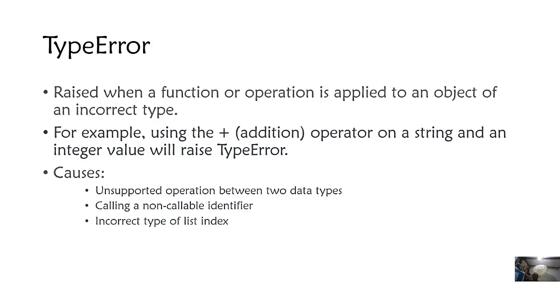Another thing is that we have got the type error. So this particular type error is raised when a function or operation is applied on an object of an incorrect type. For example, using the plus addition operator on a string and an integer value will raise a type error. So this means that all unsupported variable types, data types which are not supported, that cannot be concatenated, are going to give us an error. So which is not a type error? Unsupported operation between two data types. So those are the causes: calling an uncallable identifier, incorrect type of list index.